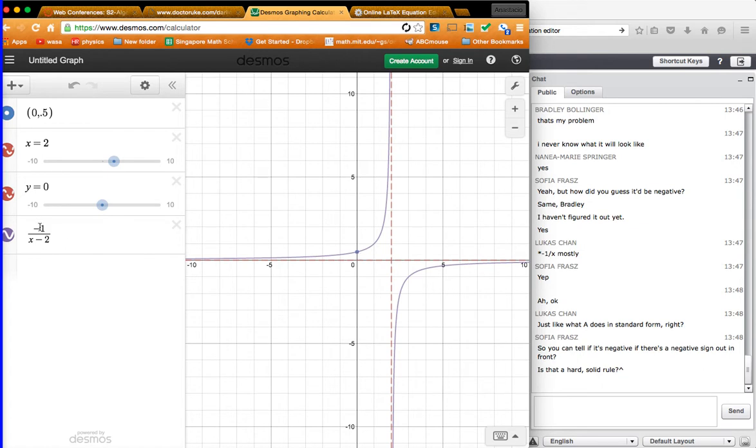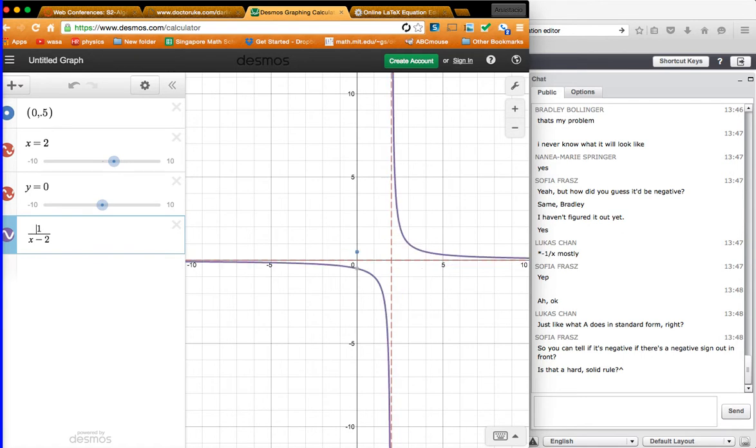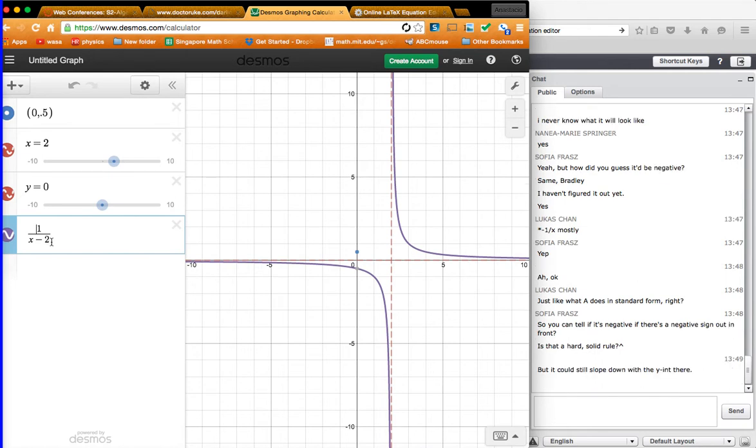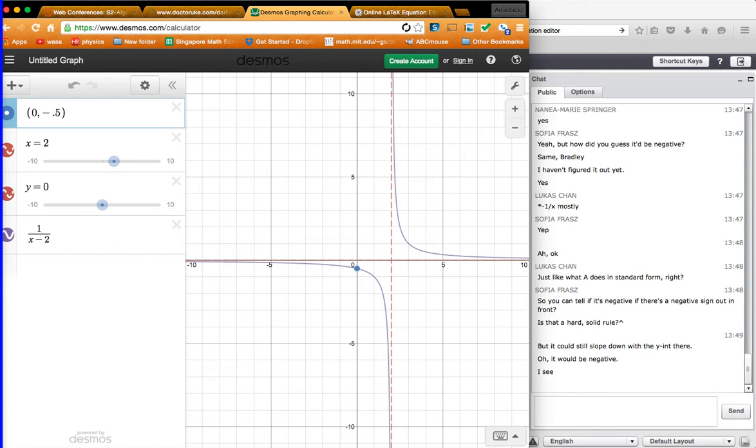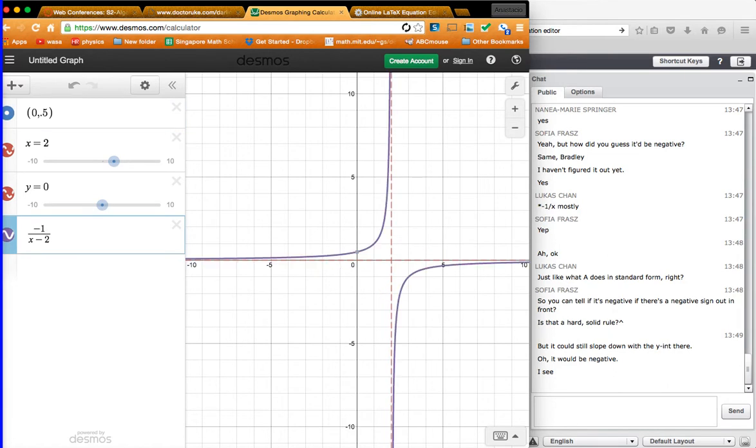Here, I'll tell you what. If this were not a negative, right here, if this were 1 over x minus 2, then what would the y-intercept be? Negative half. It would be negative 1/2. It would be down here, which would make me think, oh, that's how the graph would look. So that y-intercept kind of gave me a big hint as to how that graph looks.